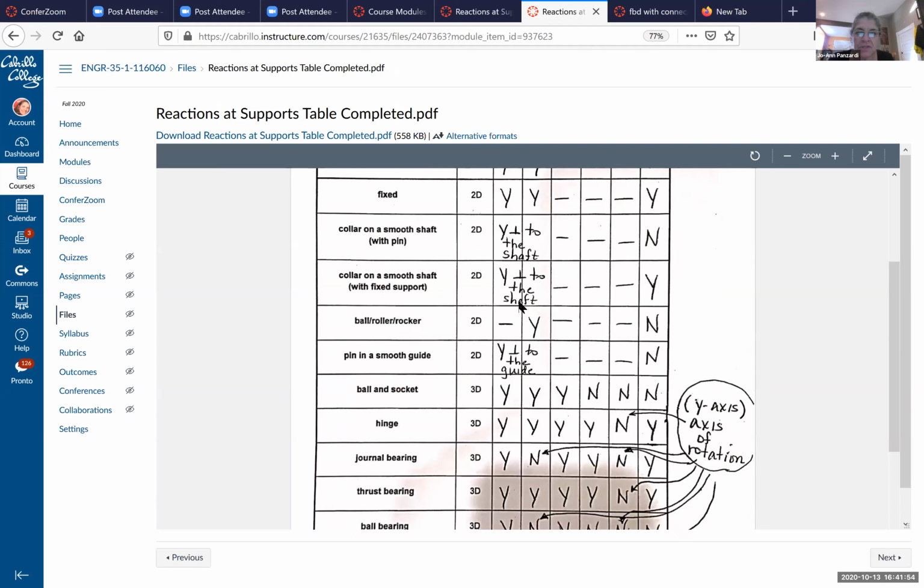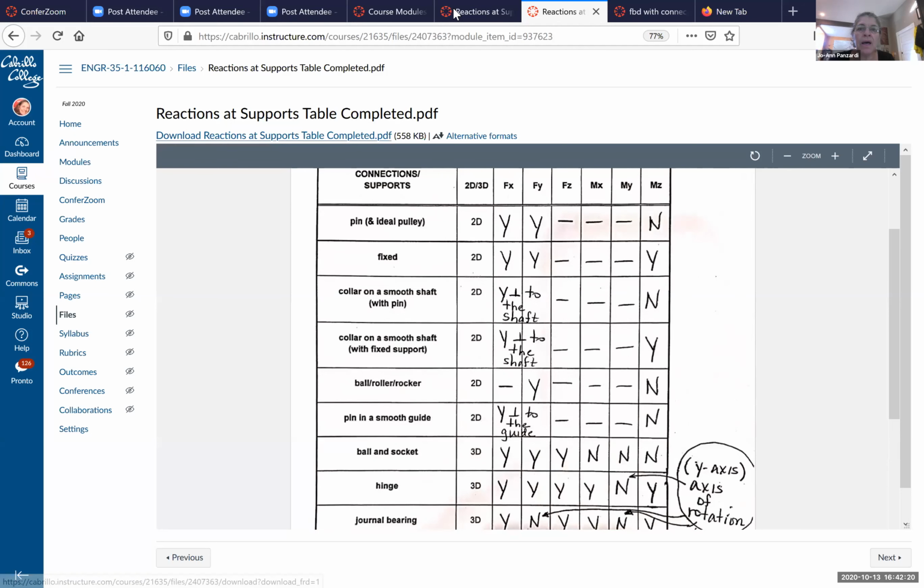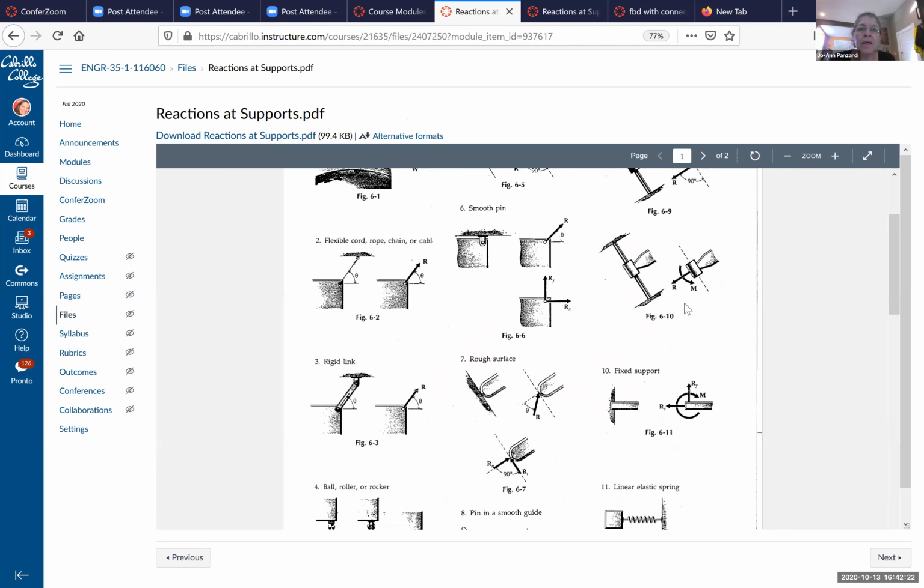Let's go down to a ball and socket joint. It's a 3D problem, so it could possibly resist all 6 of these motions. But we learned that a ball and socket joint can rotate relative to each other in X, Y, or Z. So the only thing it could resist is the forces in the 3 directions. Okay? Think of a door hinge. Actually, let me go to the other picture. Can you see the schematics here in front of you? Yes.